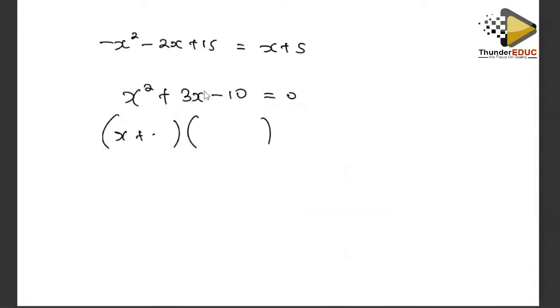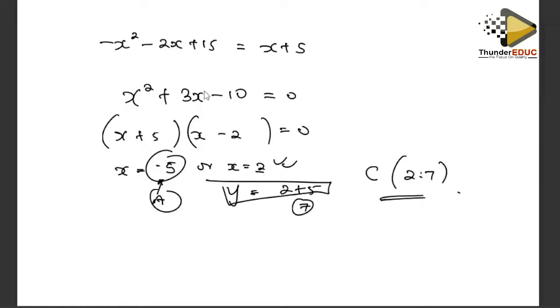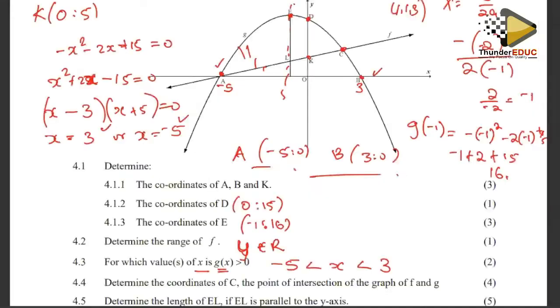Okay, so x plus 5, x minus 2. So either x needs to be negative 5 or x needs to be positive 2. We saw that negative 5 is the point A where both graphs meet, and point C is where x is 2, meaning that the y value is going to be 2 plus 5, which is 7. So C is (2, 7). When you substitute into that equation of f, if your x is 2, then put the 2 there. So that is that.